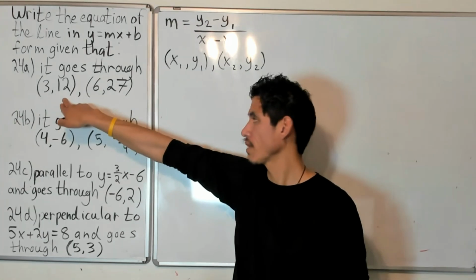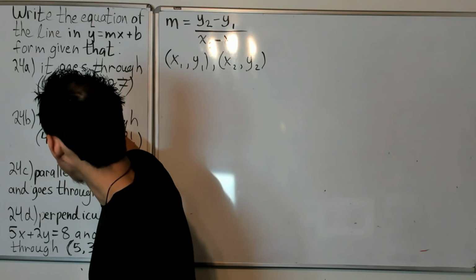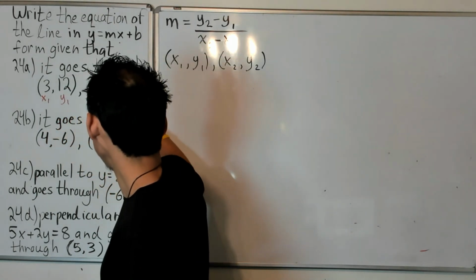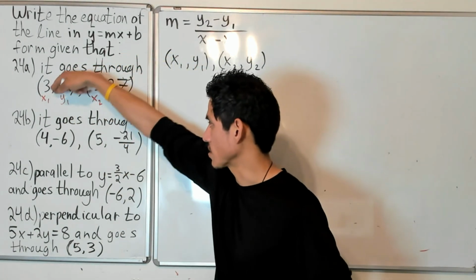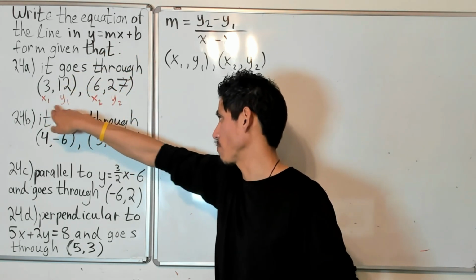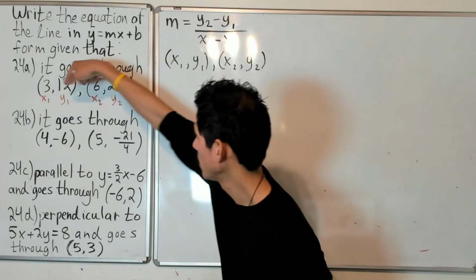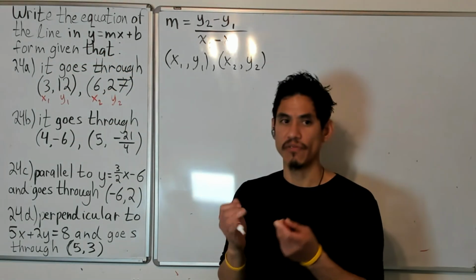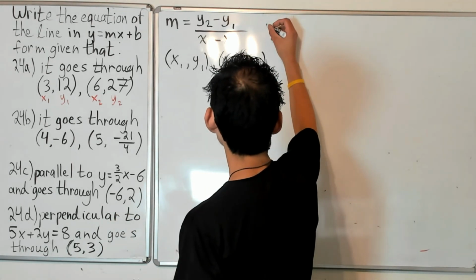So in this case, we can just call this 3 x1, we can call this one y1, and let's call this x2 and this one y2. It actually doesn't matter which one you call x1 or which one you call x2. Just make sure that x1 and y1 go together, and that x2 and y2 go together. So I could have called 3 x2 and 12 y2. That would have been fine.